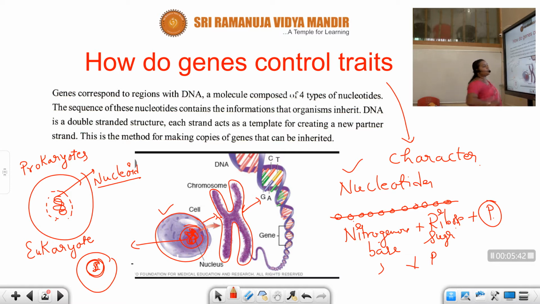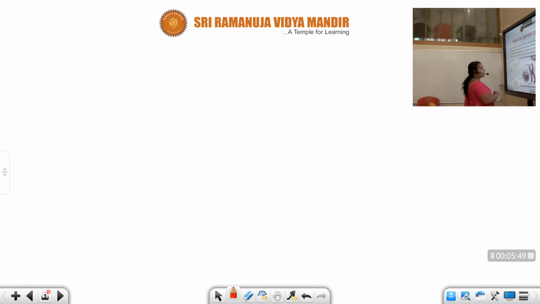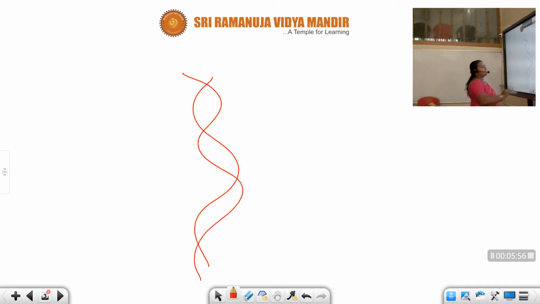Here is the double helical model of DNA. There are two strands. See, this is one polynucleotide chain and the other one is like this, the second polynucleotide chain. For example, the first chain you consider as A and the second chain as B. These two chains are antiparallel to each other. I mean to say they are complementary to each other.